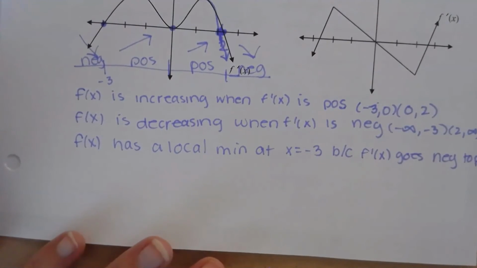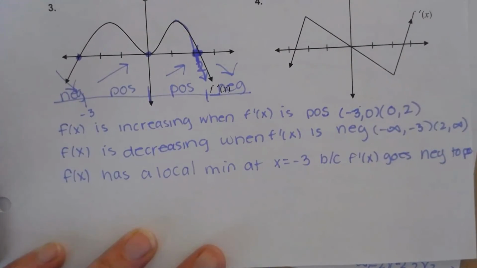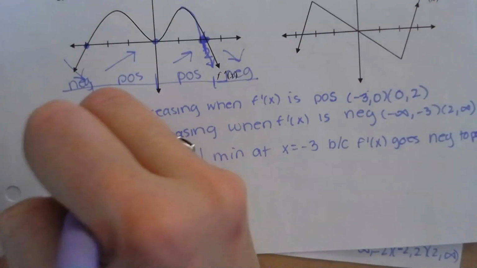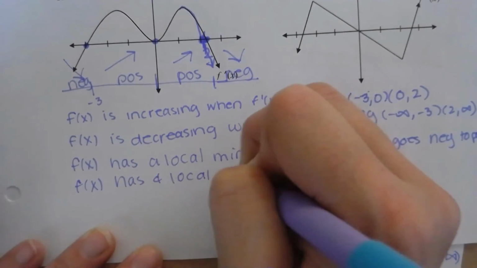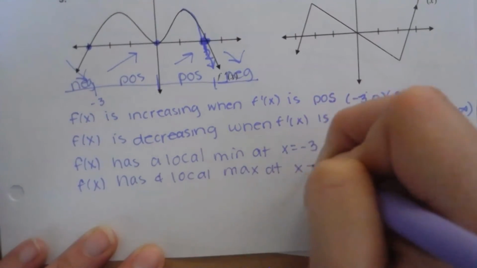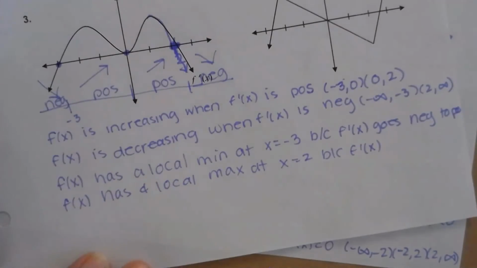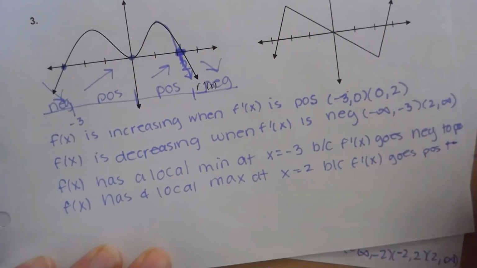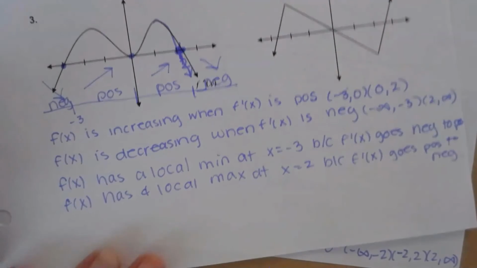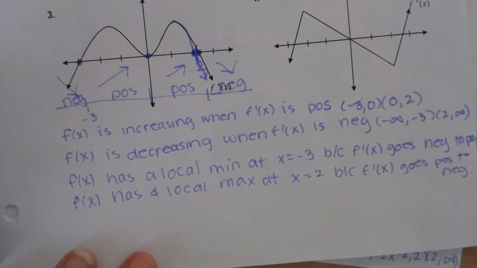because f prime of x goes from negative to positive. And then f of x has a local max. Exactly. On the test, am I allowed to abbreviate negative and positive? Yes. Because f prime of x goes positive to negative. So we have increasing, decreasing, local max, local min.